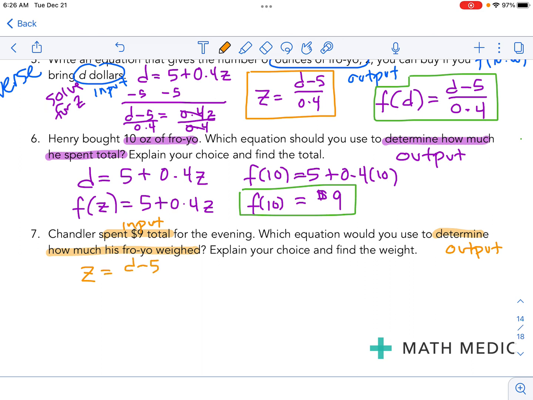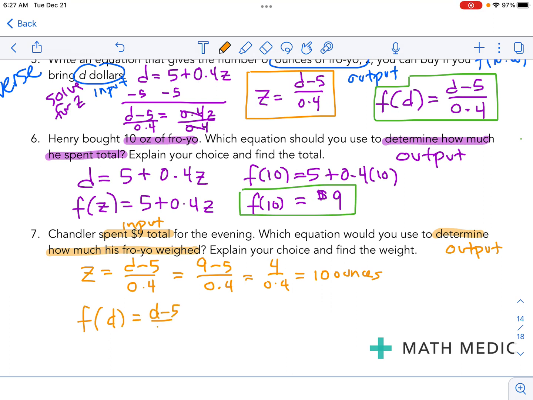We're going to use that z equals d minus 5 over 0.4. So we know that we spent $9 total, and so 9 minus 5 is 4. 4 divided by 0.4 equals 10. So we bought 10 ounces of yogurt. Chandler bought 10 ounces of yogurt.